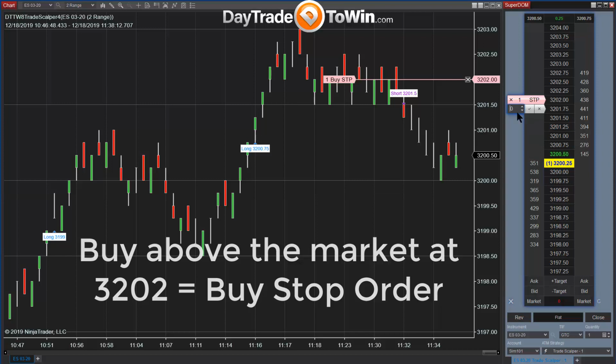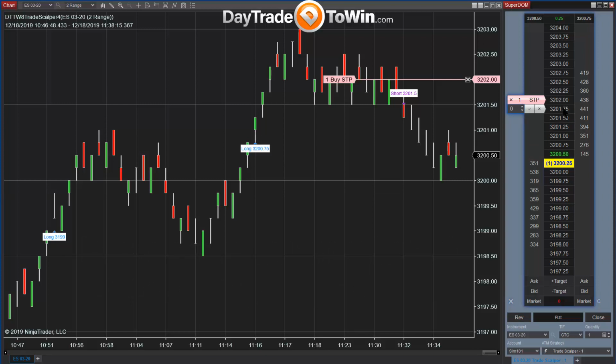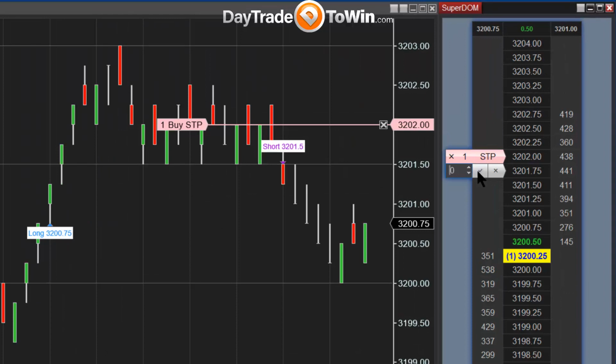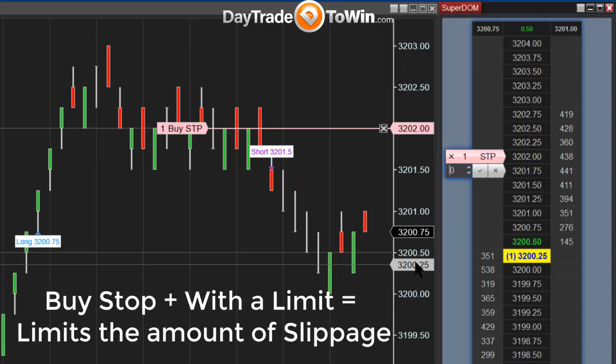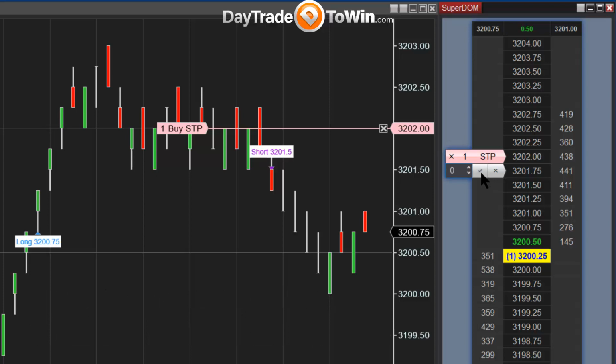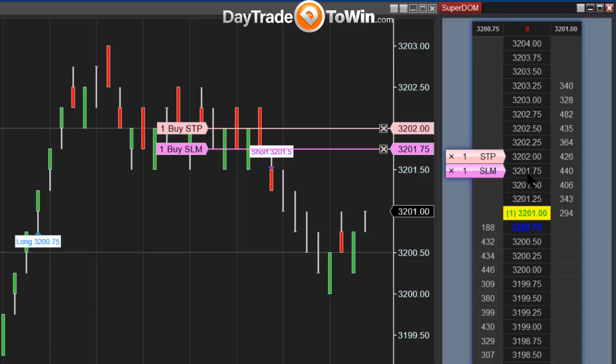It's telling me that I want to buy at this price once the market moves up to it, meaning going in the same direction, but I want no slippage, or I want one tick of slippage, or I want two ticks of slippage. When I click this check mark, it doesn't mean the number of contracts. It means the number of ticks of slippage that you'll allow before you get filled. So if I click this at 0, what I'm saying is once it touches this price, 3201.75, I want this price with no slippage.